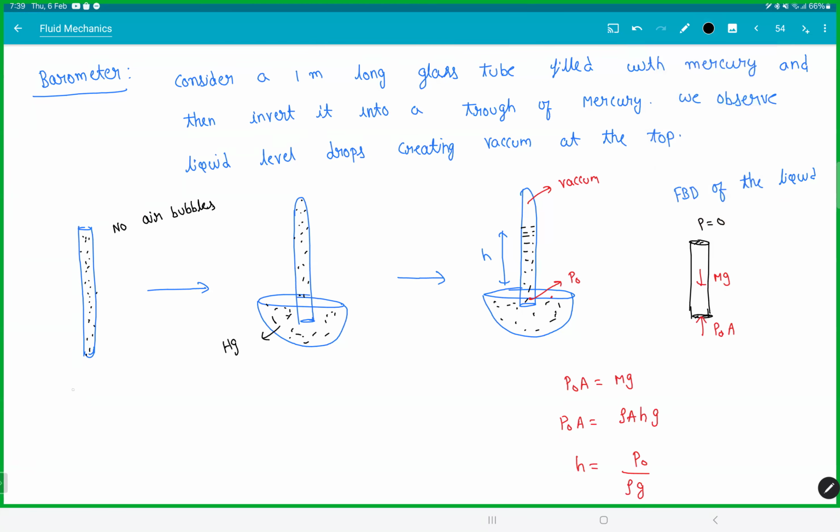Now, while doing this experiment, you have to be a little careful with a few precautions. First one, by chance, if any air bubbles are present, or if some air escapes inside, you won't get vacuum on the top. That means the height will be less than normal. If there are air bubbles, it won't be vacuum on the top. So the liquid will actually not go down as far.